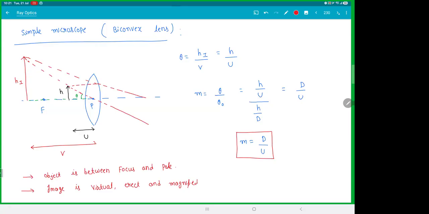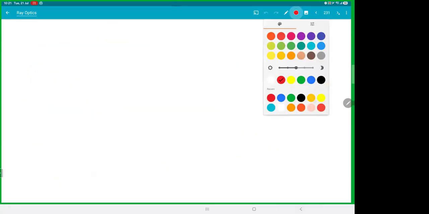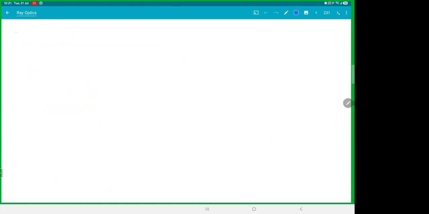Is the idea clear? Now in this, there are two cases. Case one is called normal adjustment. Normally, when they ask questions, they'll ask you in these two cases only. There's a case called normal adjustment or far point. Quite an important word. Far point implies the image is at infinity.